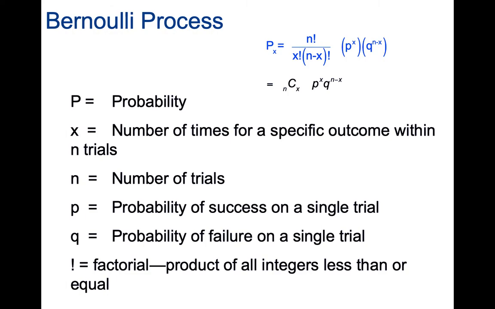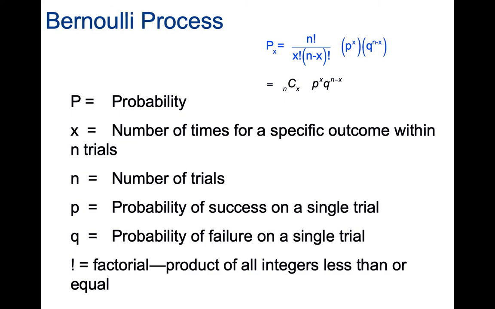X is the number of times for a specific outcome. So that's where I say, okay, well, I want 4 heads, right? So if I'm looking for that specific outcome, that's what X is. And then, of course, once we've defined N and X, then N minus X simply becomes the difference between the two, which is very easy.